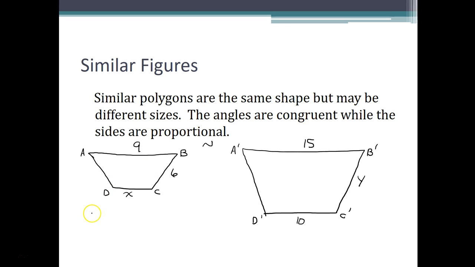Well, you can set up proportions to figure this out. You know side AB and you know side A complement B complement, so you can set up a ratio of 9 to 15 for those. Then, using the figure on the left first and the figure on the right second again, you could do BC over B complement C complement. You can solve that proportion by cross multiplying, and you get that Y is 10.